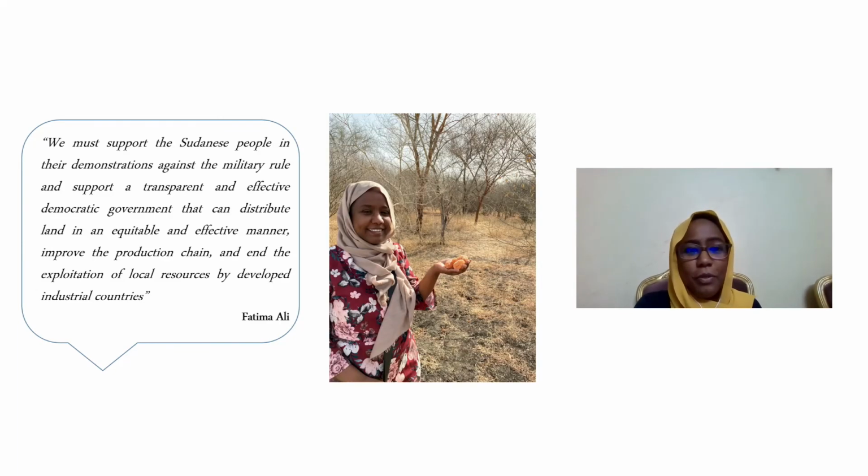So what I want to conclude here is that we must support the Sudanese people in their demonstration against military rule, and support a transparent and effective democratic government that can distribute land use in an equitable and effective manner. This also improves the production chain and ends the exploitation of local resources by developed industrial countries. Thank you.